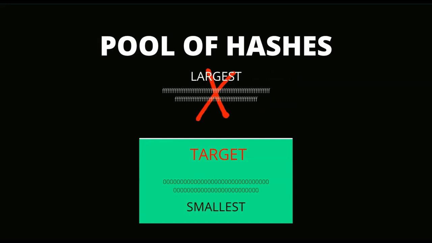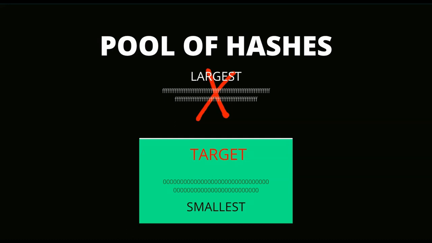Let's say that's our target. And how it works is that any hash higher than that doesn't count. Now just so you know, there isn't any real reason for this. It's just an obstacle to make things harder and more challenging for miners.